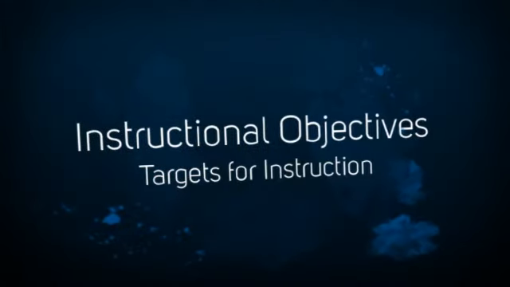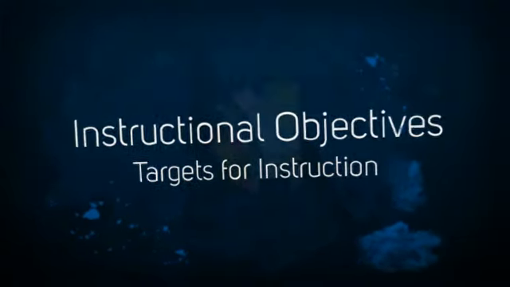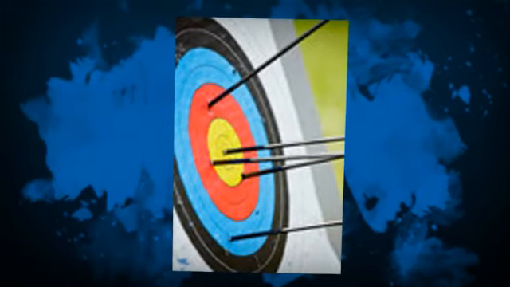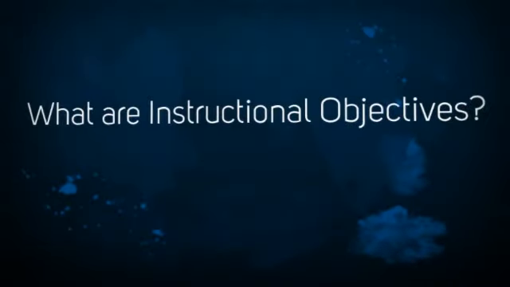Instructional objectives, targets for instruction. What are instructional objectives? What do they tell us? They tell us what we want learners to be able to do as a result of instruction. They also help us design, evaluate, and redesign instruction.